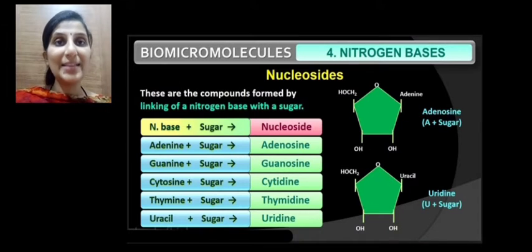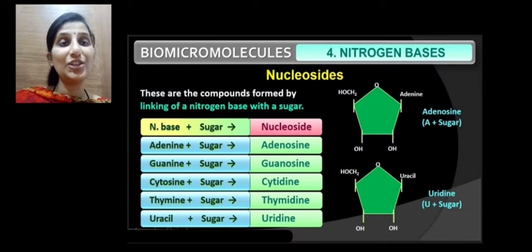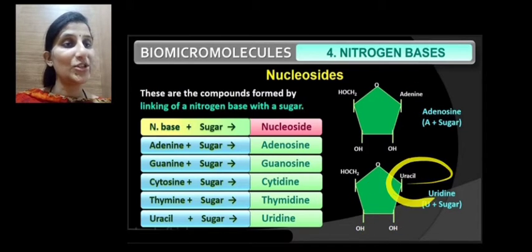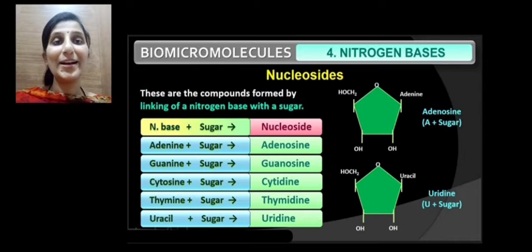Now, these nitrogen bases get linked to a sugar molecule, and such a compound formed by linking of a nitrogen base to a sugar is called a nucleoside. What is it called? It is called a nucleoside. We can see this is a sugar molecule to which adenine is attached, and this is another sugar molecule to which a uracil is attached. So a nitrogen base plus sugar forms a nucleoside.